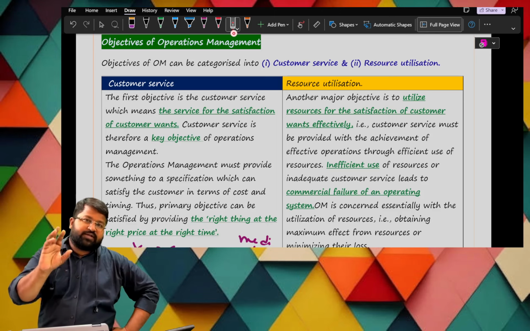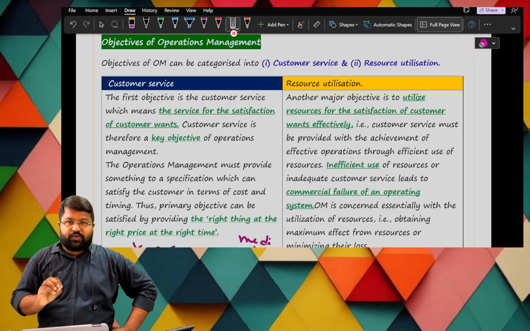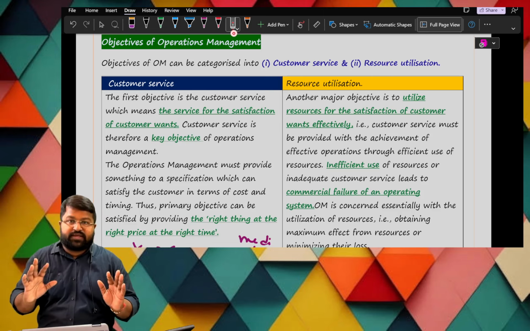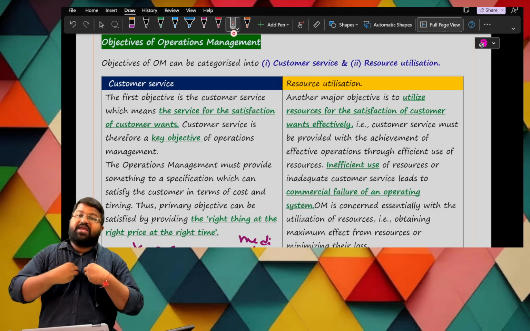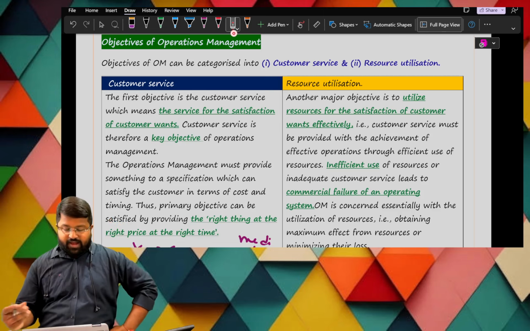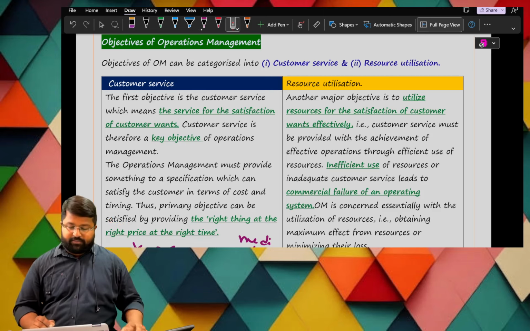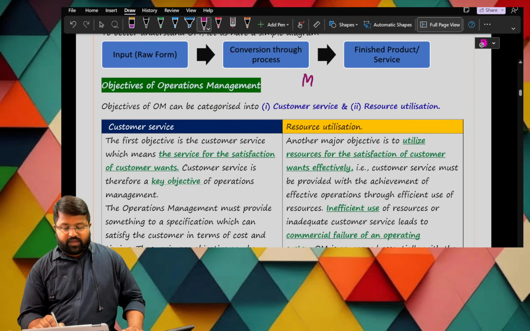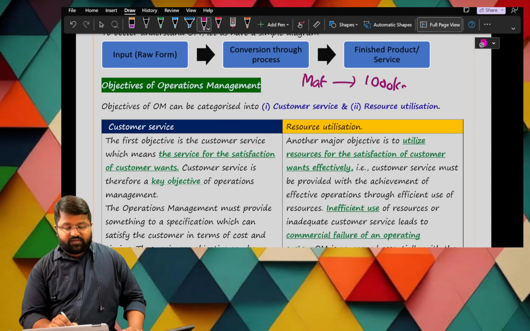So how should we use the resources? Also, while using the resources, they should not be wasted. If I'm wasting the resources, my company will automatically have more cost. For example, I am producing a product, a tab. So I need some sort of materials. For example, I need material of 1000 kgs. Of the 1000 kgs, only 500 kgs are being used. The remaining 500 kgs is like scrap.